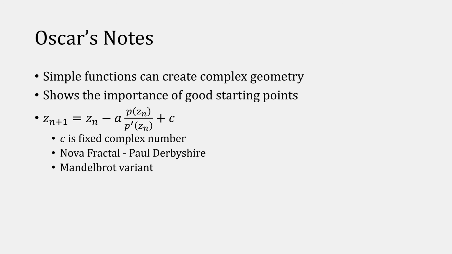There's another modification you can make which is to add a variable c, another complex number. This can create a nova fractal attributed to one Paul Derbyshire, but I can't find a primary source on this. There's also a Mandelbrot variant. The code that I used, as well as the images I created, will be hosted on GitHub.